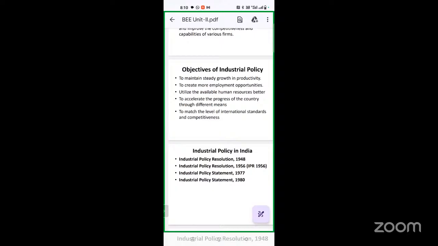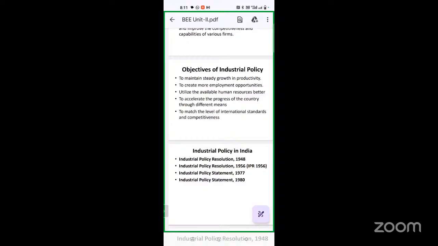If we have innovative high-tech industries, then the available human resource or human power could invest themselves in the industries for the betterment. Next, to accelerate the progress of the country. So as we see, the progress of the country was symbolized with these changes of year.